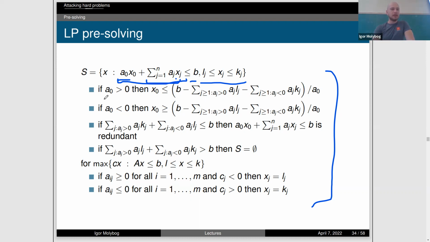So the first case is that a0 is greater than 0. Then you can construct an upper bound on the value of the variable x0, and you can add this upper bound into the original problem.